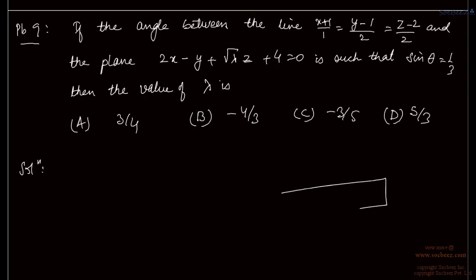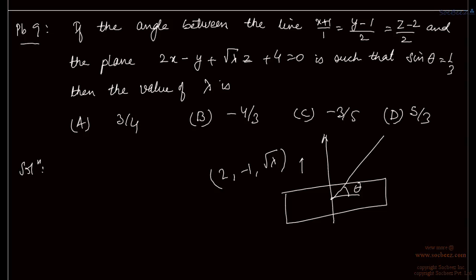So say we have a plane, and say this is a line, and this is the angle made by the line and the plane. We already know the direction vector of this plane: the direction ratio is 2, minus 1 and root lambda. And the direction vector of this line is 1, 2, 2.